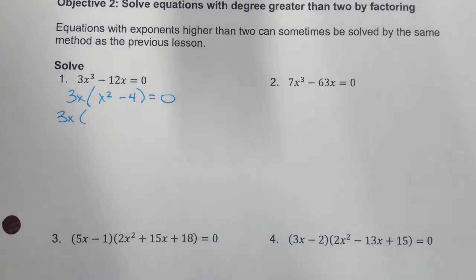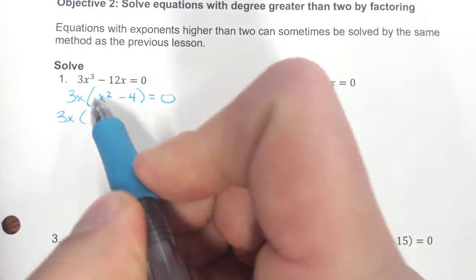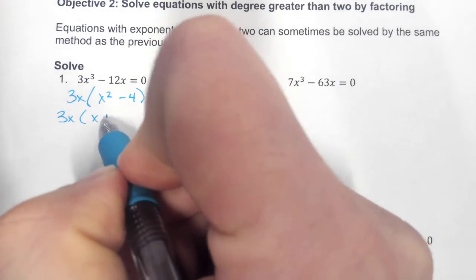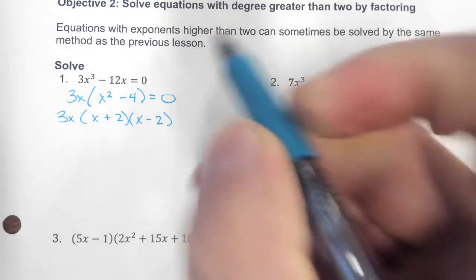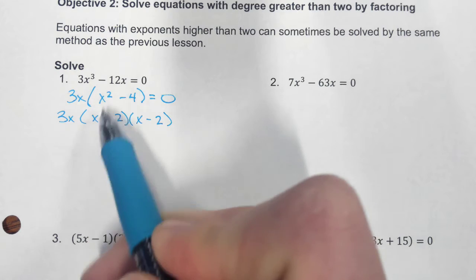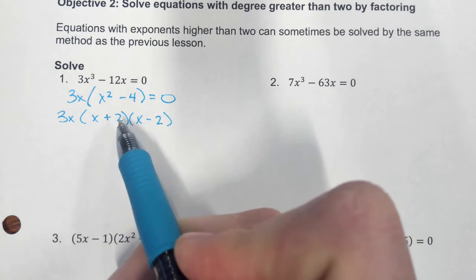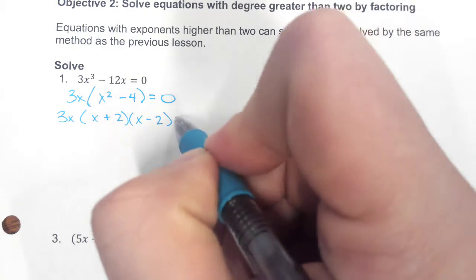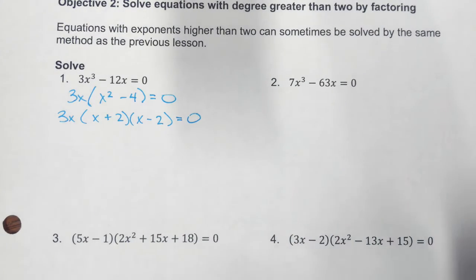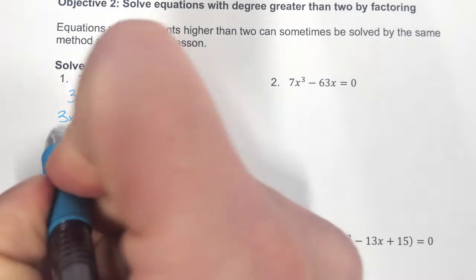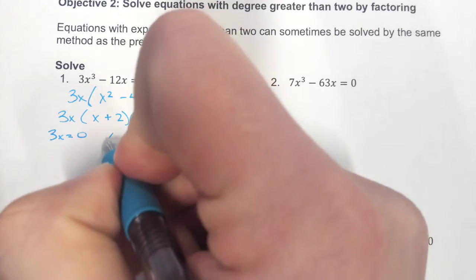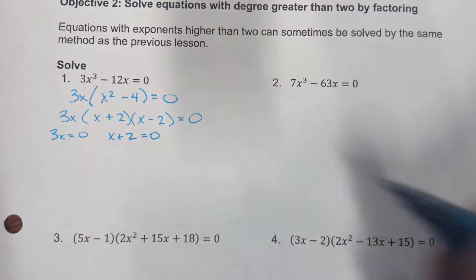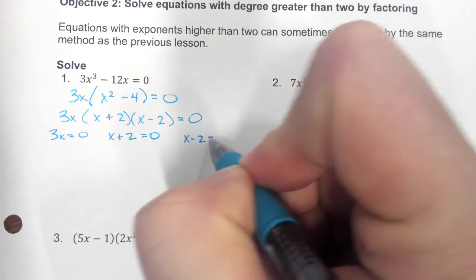Hopefully you still do. We just did it the other day. The square root of the first term plus the square root of the second term, times the square root of the first term minus the square root of the second term. So be thinking the square root of x squared is x, the square root of 4 is 2, 1 plus, 1 minus. Now that it is completely factored, we take each of those factors individually, set them equal to 0. So 3x equals 0, x plus 2 equals 0, x minus 2 equals 0.